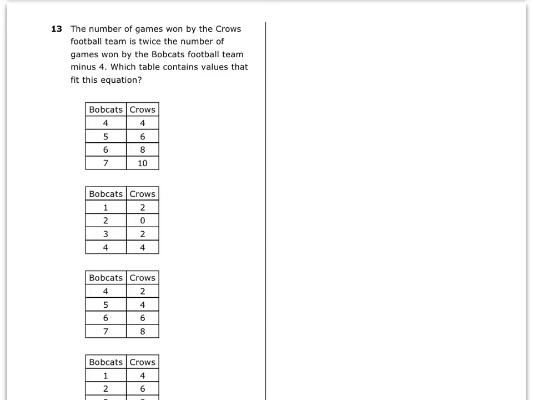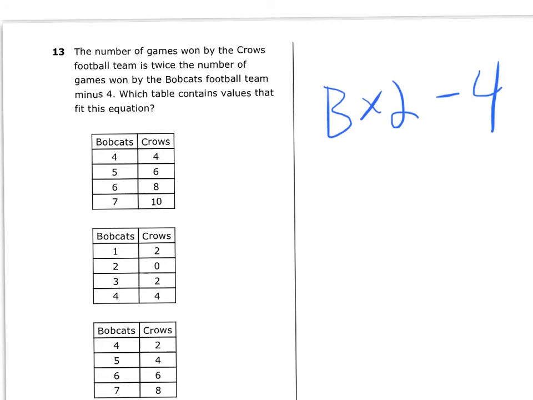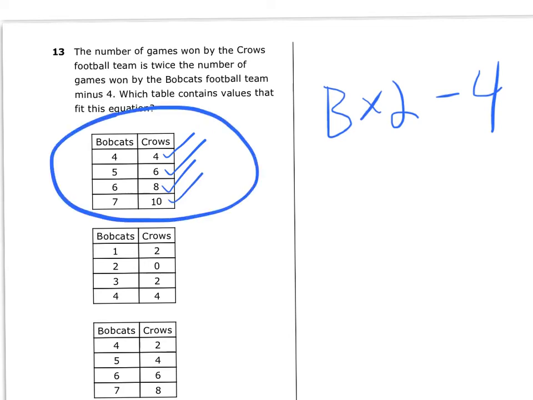Alright. Number 13. The number of games won by the Crows football team is twice the number of the games won by the Bobcats. Alright, so let's test it out. First table. What is 4 times 2? 8. What is 5 times 2? 10. 6 times 2? 12. 7 times 2? 14. Alright, this one works.